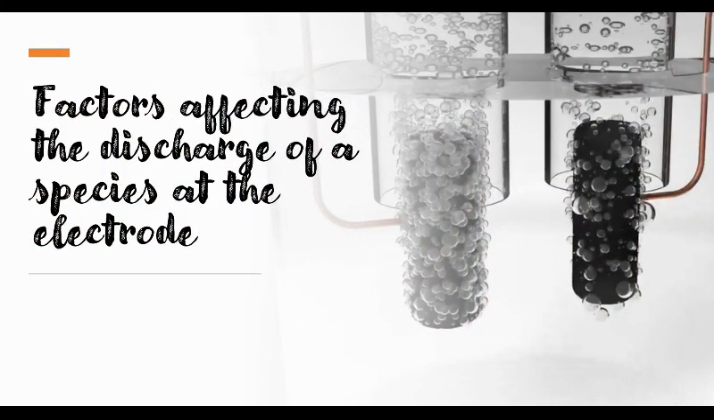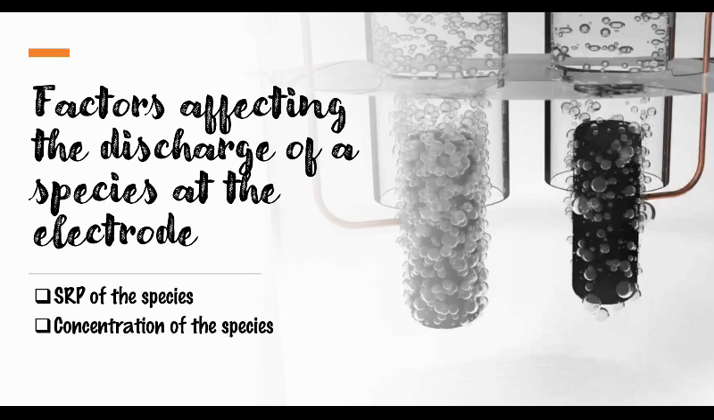Factors affecting the discharge of a species at the electrode are: first, the SRP of the species, concentration of the species, and the nature of electrodes or type of electrodes.